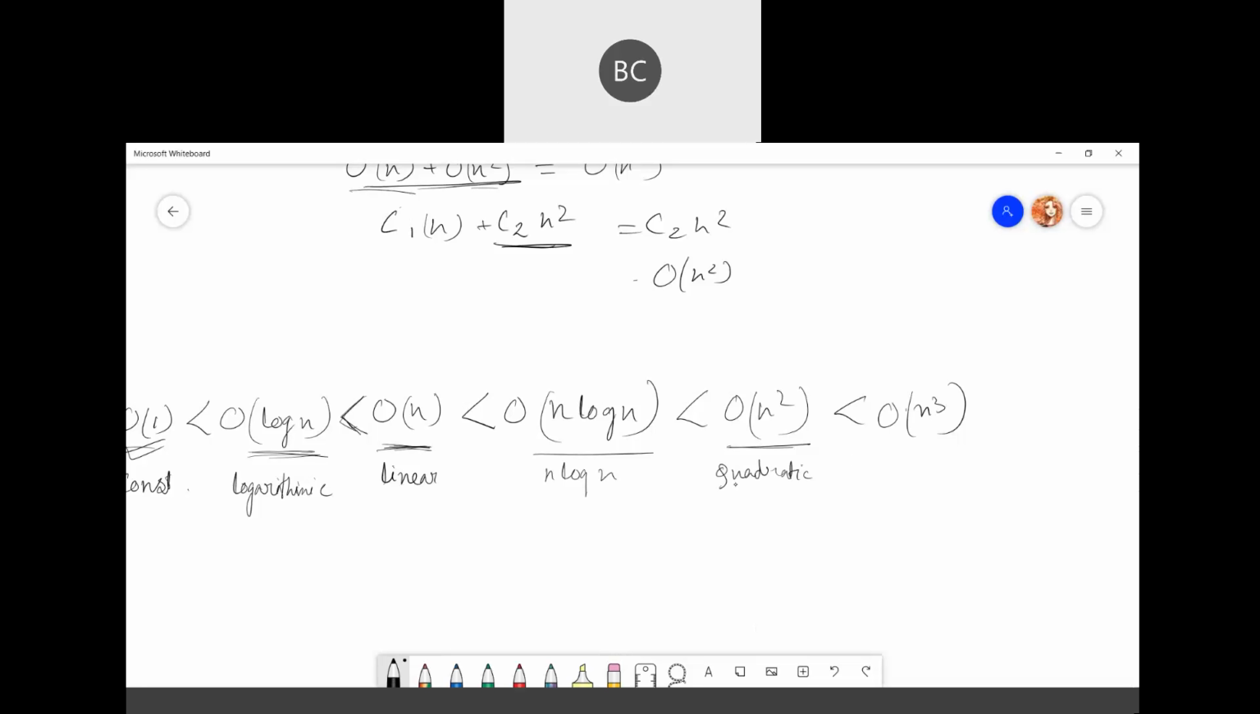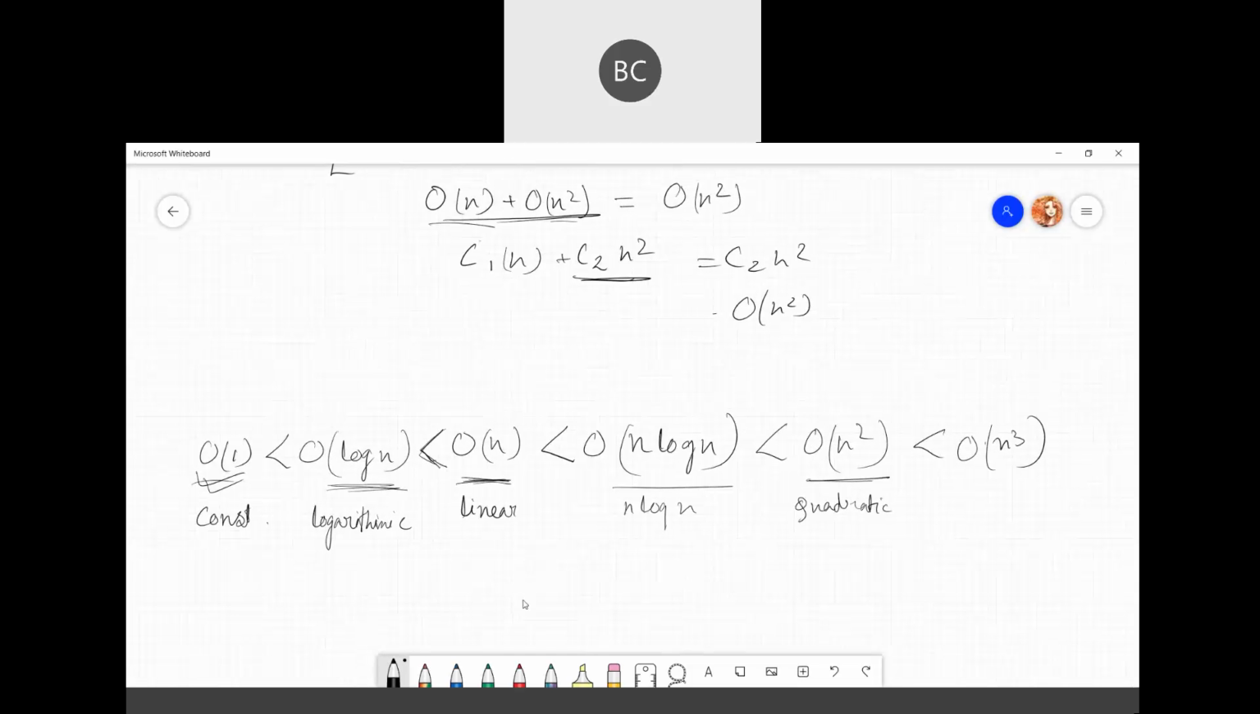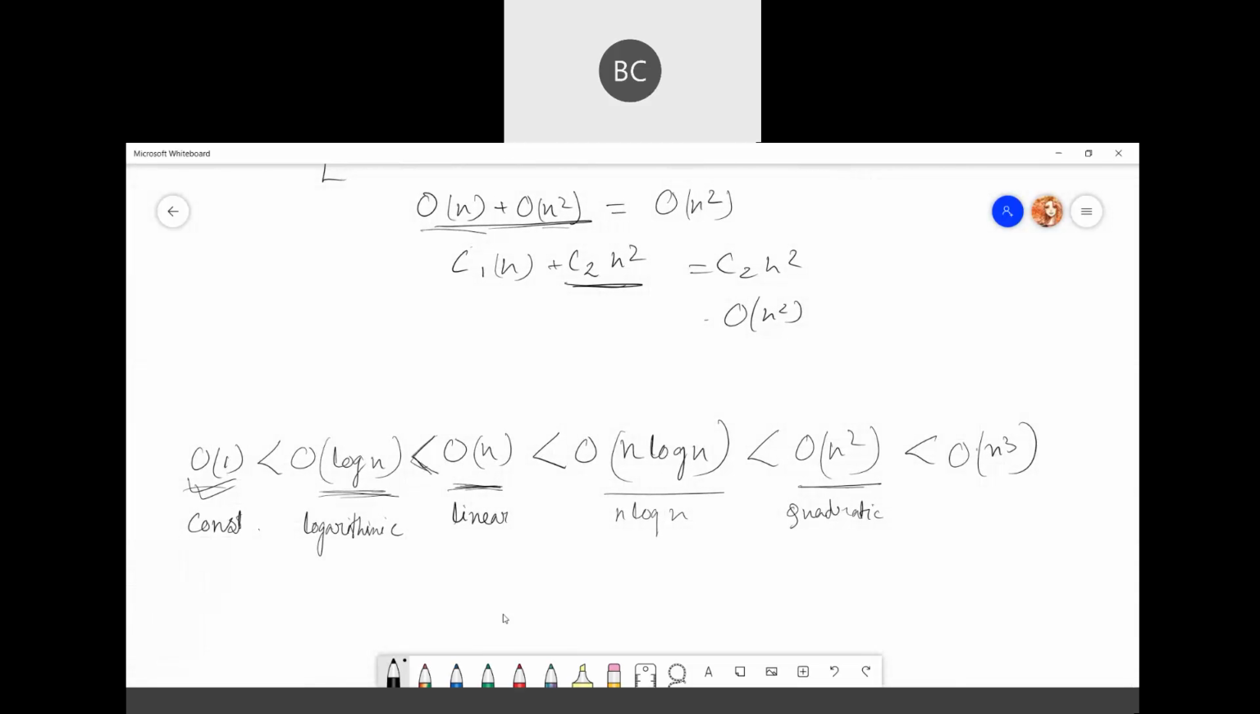We also say quadratic, like your quadratic equations. And this is like a hierarchy. O(1) is better than O(log n). O(log n) is better than O(n). O(n) is better than n log n. n log n is better than O(n squared). And O(n squared) is better than O(n cubed), and so on.